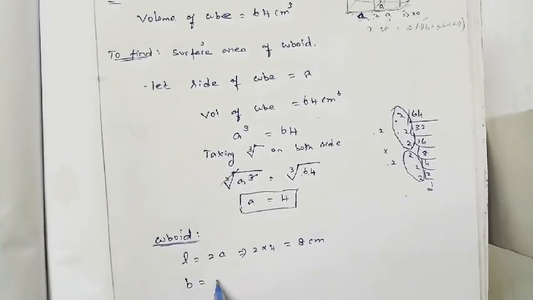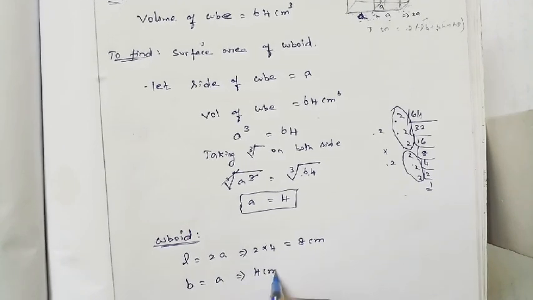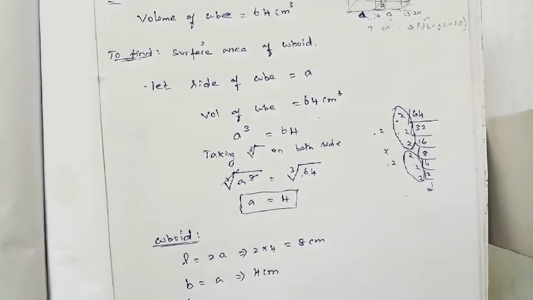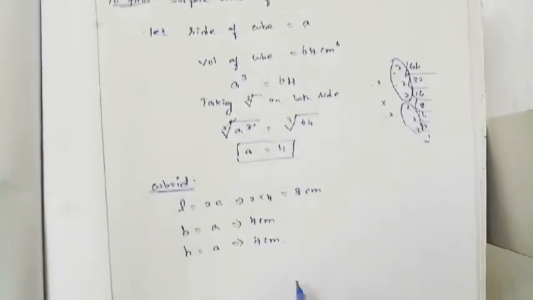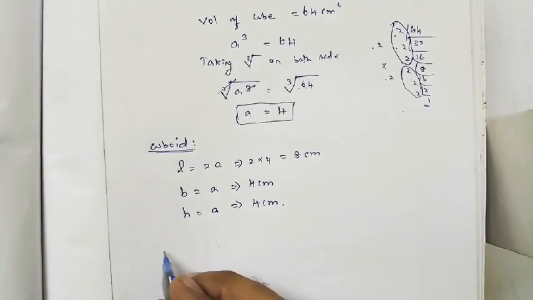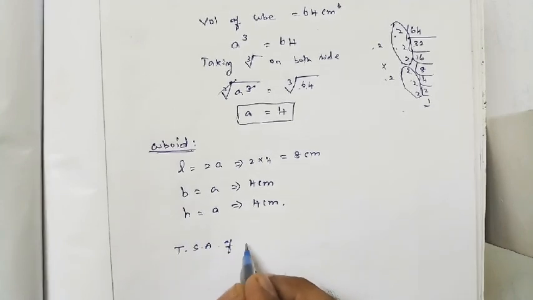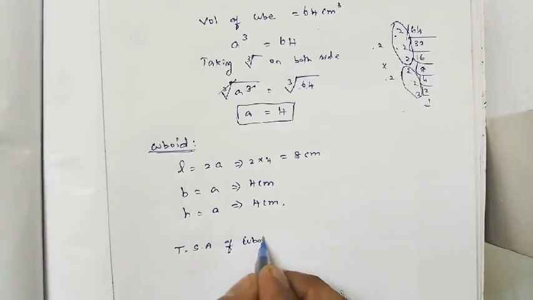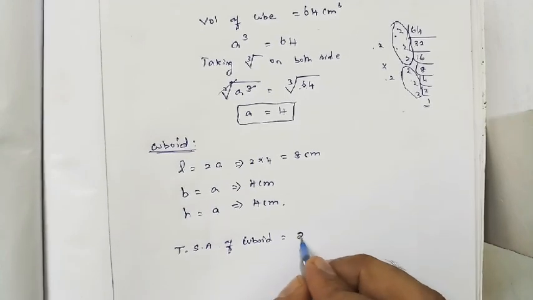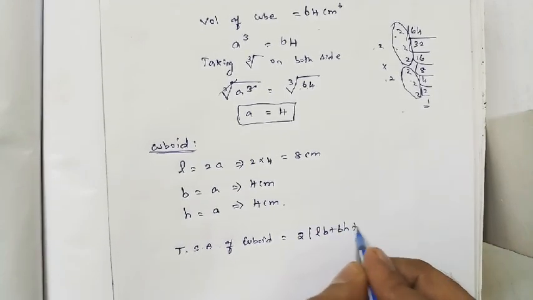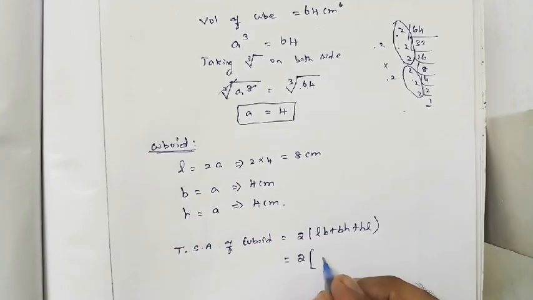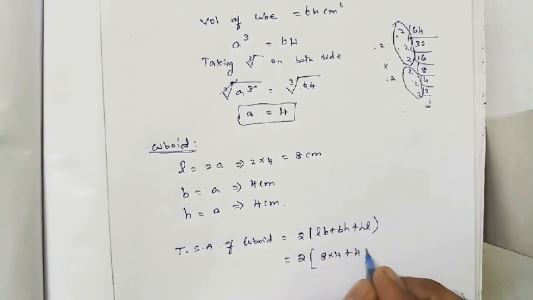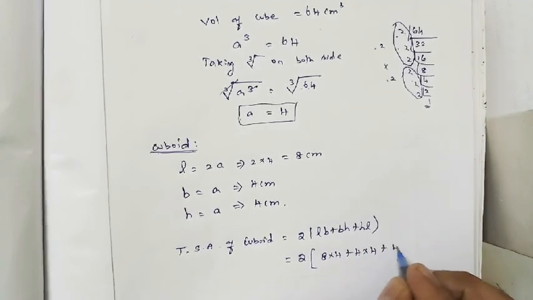Next, breadth is nothing but A alone, which is equal to 4 centimeter. Height also remains the same, so it is A, equal to 4 centimeter. Now we know the length, breadth and height. Now we are going to find the surface area of a cuboid. That is, TSA of cuboid is equal to 2 times of LB plus BH plus HL. It is equal to 2 times of, what is L? 8 into 4 plus 4 into 4 plus 4 into 8.